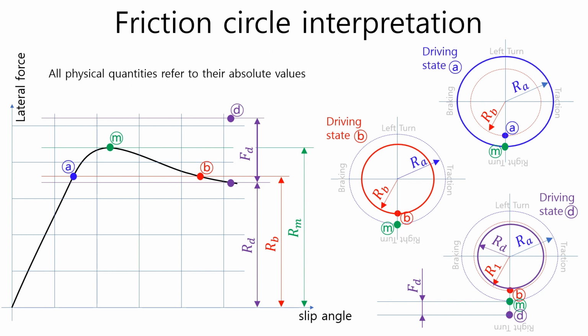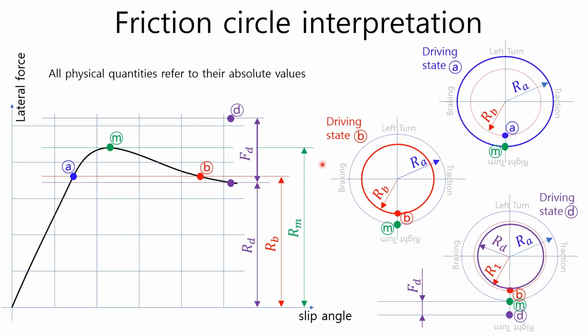Before getting into the main topics, it is necessary to explain the expression of the friction circle related to the slip angle, which will be frequently encountered in the future. To avoid sign complexity, all physical quantities refer to their absolute values, unless specifically stated in the explanation. In the picture here, point A and point B have the same amount of lateral force, but they have different friction circles. Let's find out why.